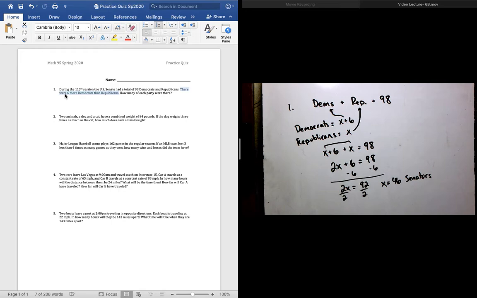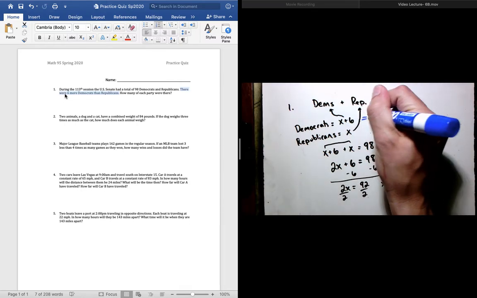We have to make sure that we take this value that we found and we plug it back in so that we can get the true number of each of these. Now, in this question, it asked how many of each party were there. So we need to know both values. On the exam, it may ask you for one or the other. So it's really important that when you get here, you don't stop or you don't call your answer 46. Go back, plug it into the context of the problem, and then answer the question.